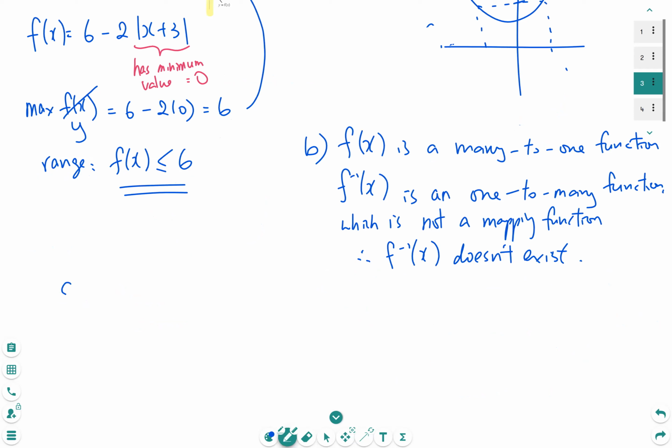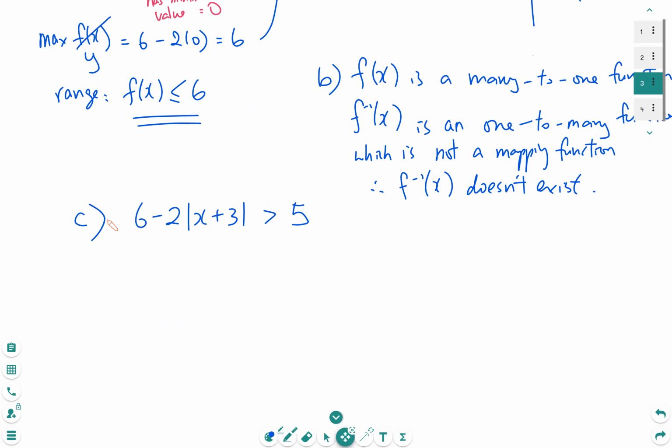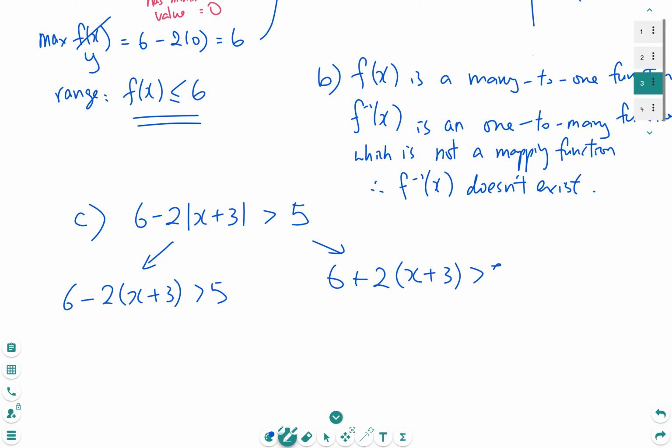Wrap it up nicely. So part C, we know 6 minus 2 modulus x plus 3 is greater than 5. Anything to do with modulus, split in two cases. The first one is change the modulus into a bracket. And the other one is change it to a negative bracket. So 6 minus minus becomes a plus 2 bracket x plus 3 greater than 5. And then just solve it. Remember, if we divide by negative numbers we switch the inequality sign. Sorry, my brain is not working properly.